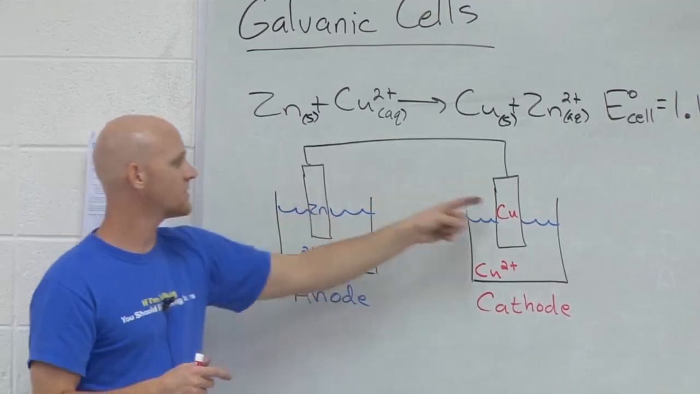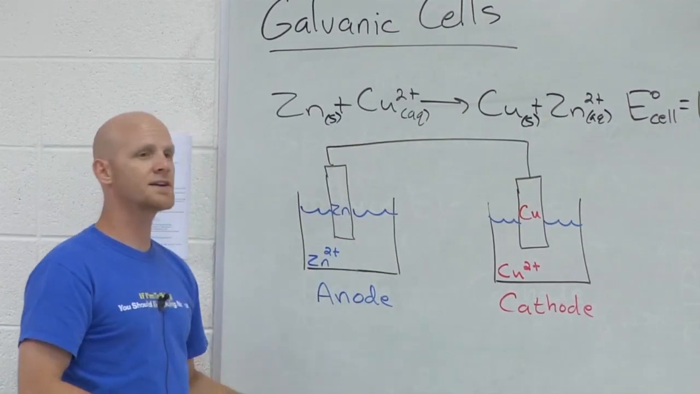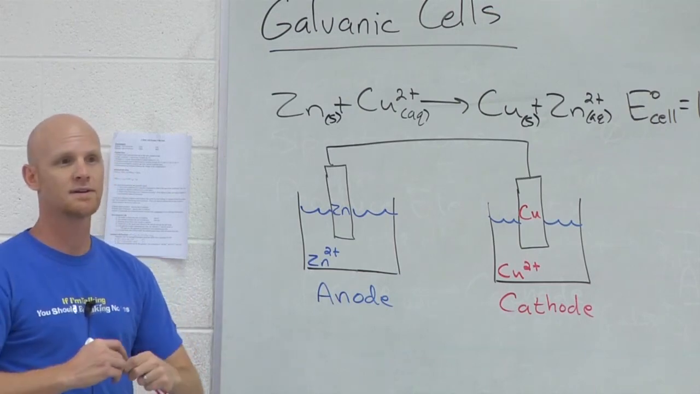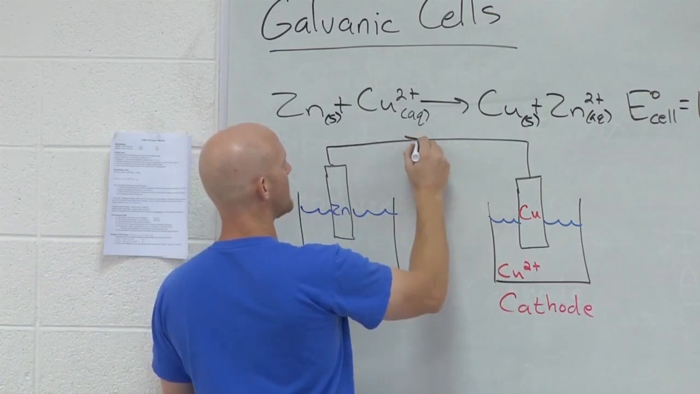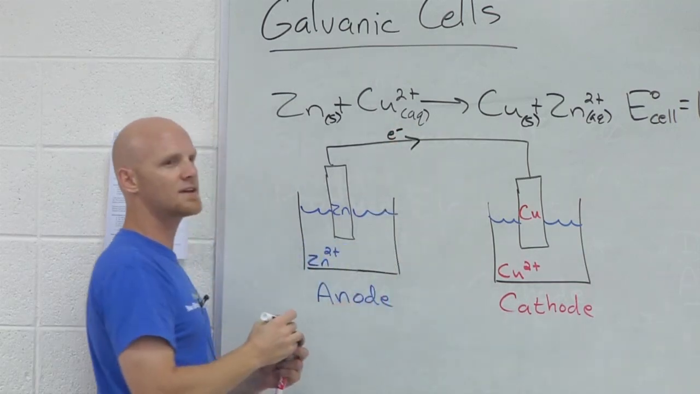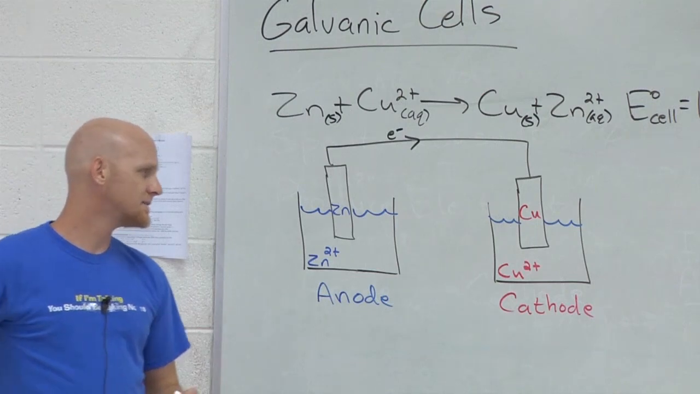And the metal electrodes are connected by what? A wire. And electrons always travel from where to where? From where they're lost, anode, to where they're gained, cathode. And so electrons travel through the wire here from anode to cathode. Thing we already talked about.